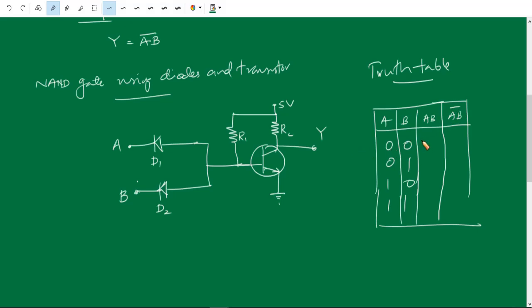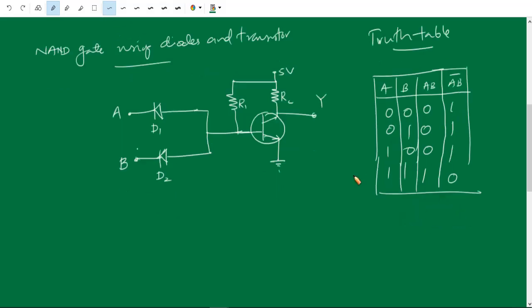If it is A and B, the output Y will be 1 only if all the inputs are high. That is, only for this combination. For all other combinations of inputs, the output is 0 if it is an AND gate. Now for a NAND gate, it is just the complement of this: for 0 the complement is 1, for 0 again 1, for 1 again 1, and for 1 it is 0. So this is the truth table of a NAND gate.